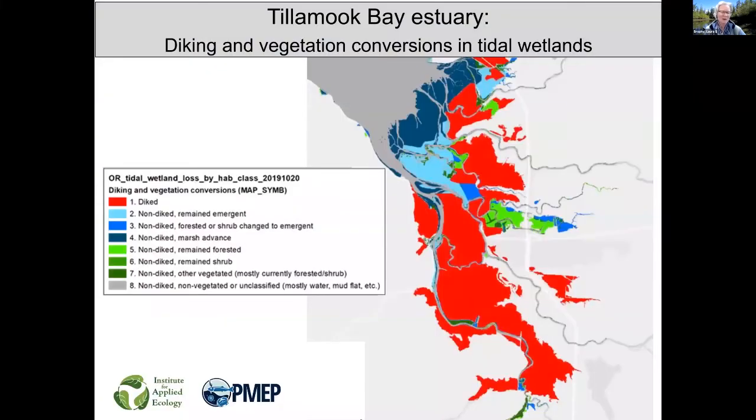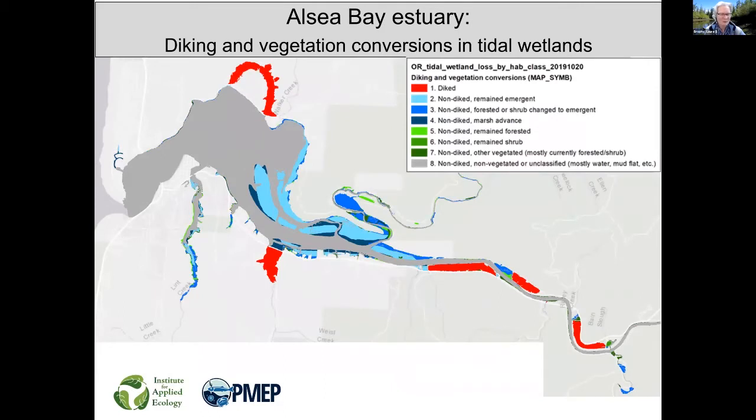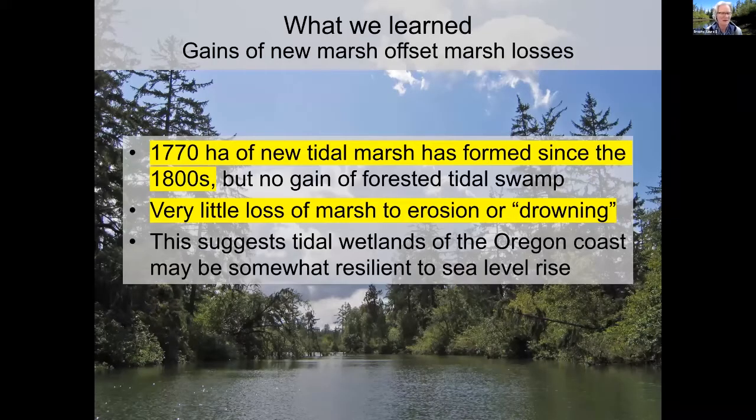You can see in this map, there's a couple different kinds of maps in this report, and this is the map that shows the diked areas in red. So it just shows the prevalence of these diked areas. Here's one for the Aquina estuary, showing the diked areas in red, and the Owl Sea. So you can explore these maps and learn about where all these areas are.